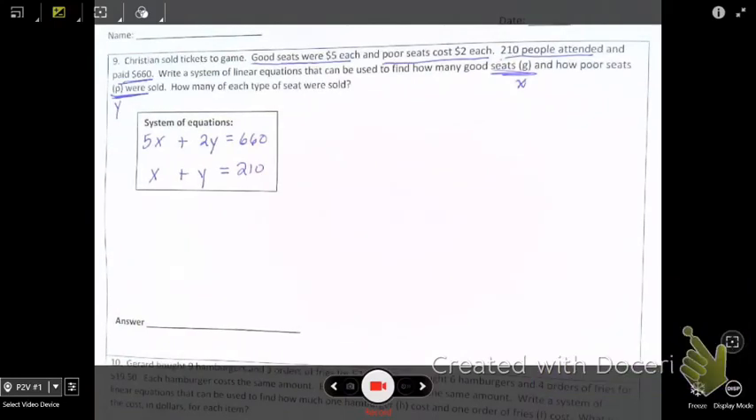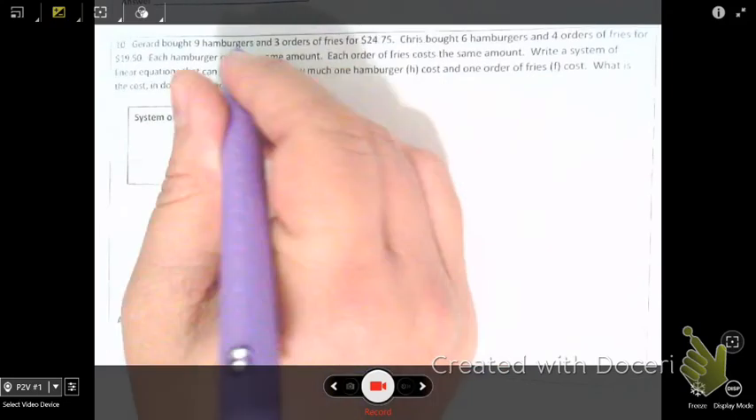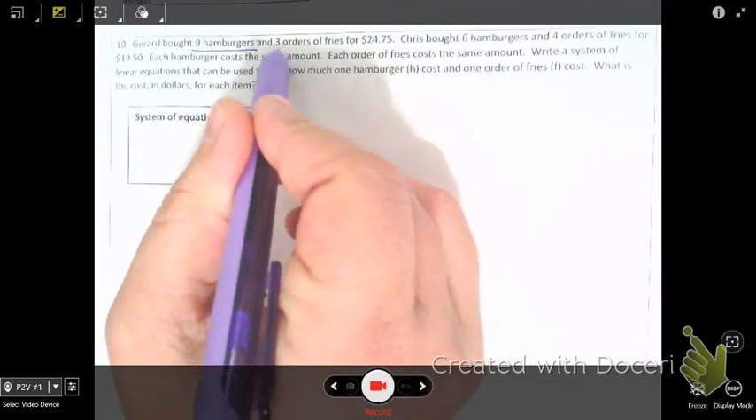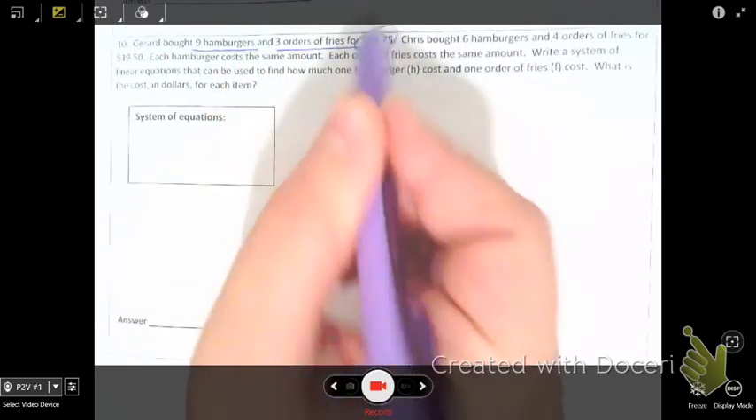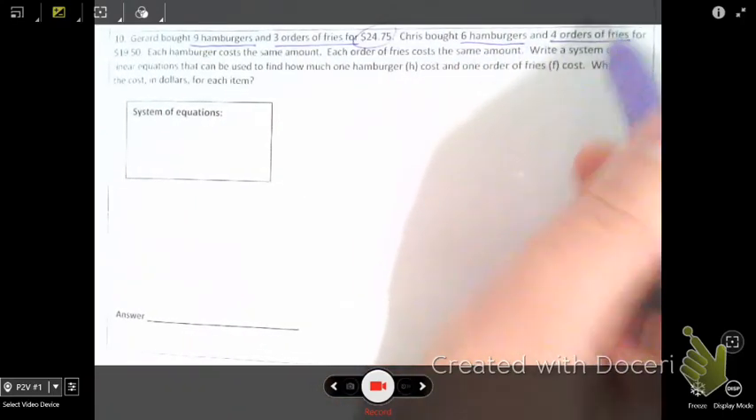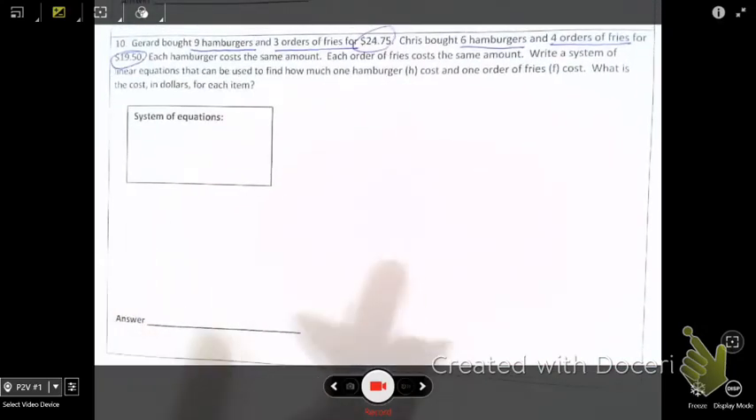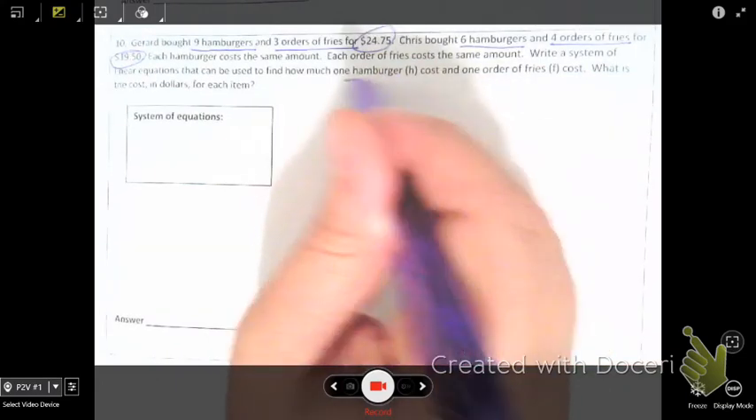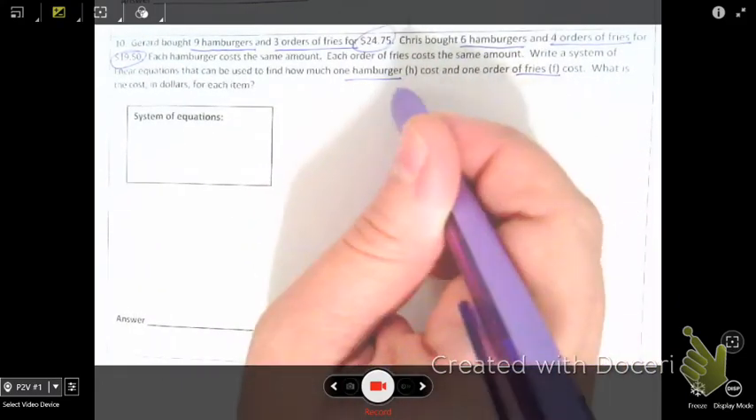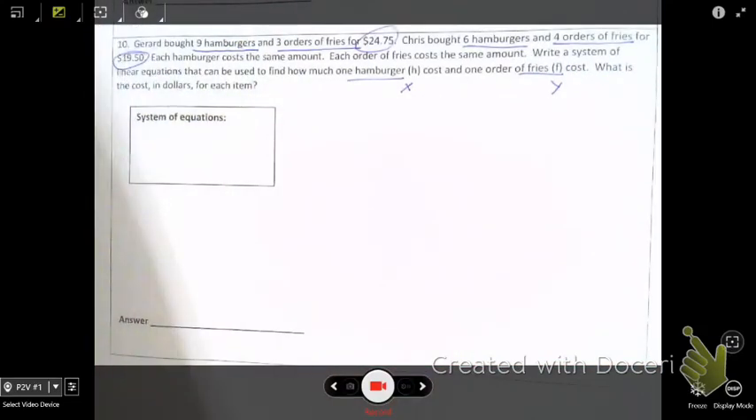You should be able to solve that one fairly quickly. The bottom one. Gerald bought 9 hamburgers, 3 orders of french fries, for a total of $24.75. Chris bought 6 hamburgers, 4 orders of fries, for $19.50. They all cost the same. Write the system. Hamburger H, fries F. So that would be my X, this would be my Y.